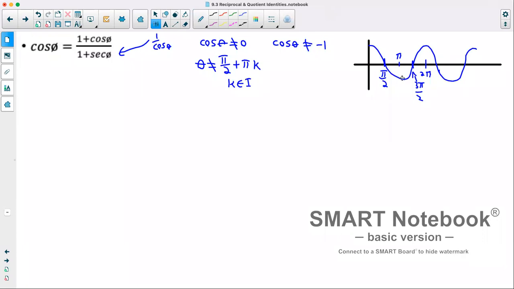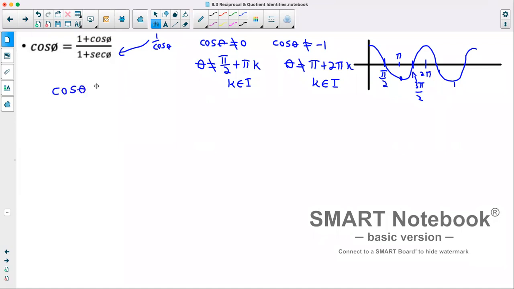Now, cos cannot equal -1. That occurs at pi, and then it doesn't occur for another 2 pi. So therefore, theta cannot equal pi plus 2 pi k, where k is any integer. Okay, so now we'll go on to prove this. So I'm just going to rewrite it down here.